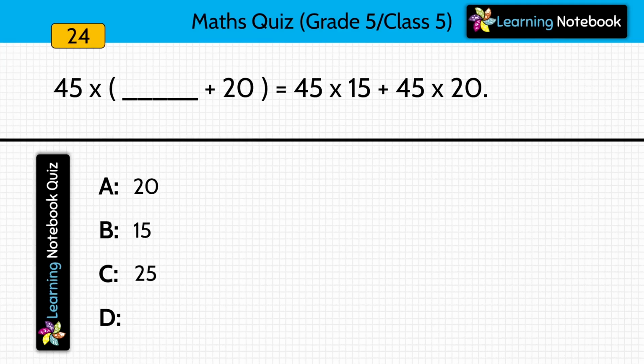Solve this. 45 into brackets dash plus 20 equals 45 into 15 plus 45 into 20. So what will come in this blank? Yes, answer is 15. 45 into 15 plus 20 equals 45 into 15 plus 45 into 20.